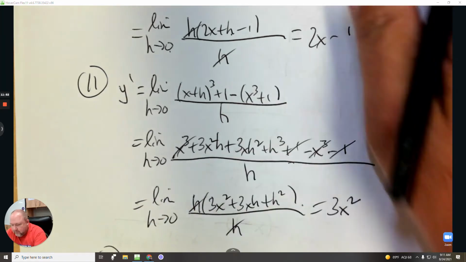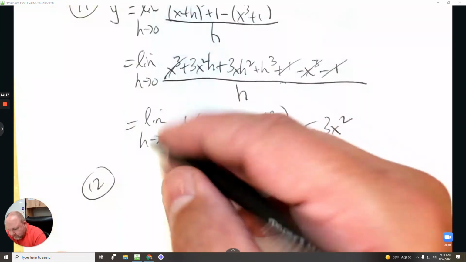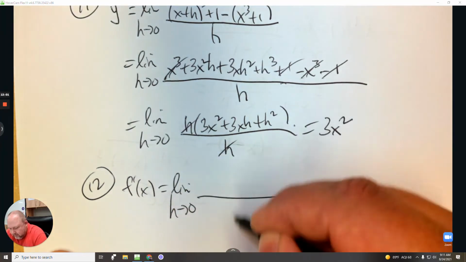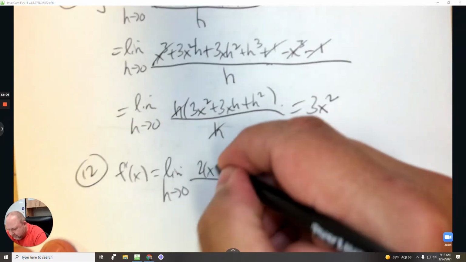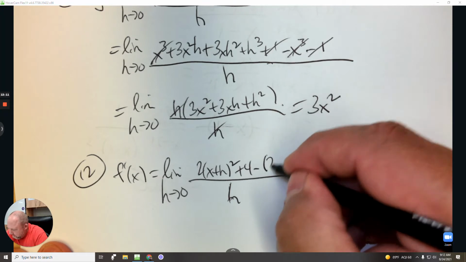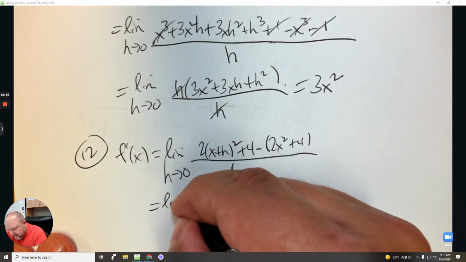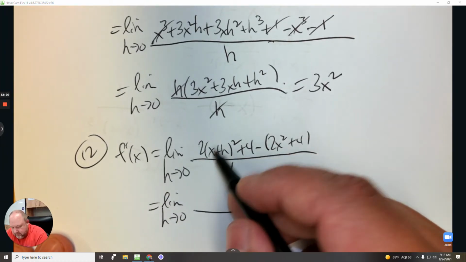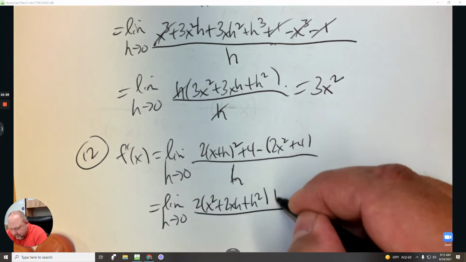Number 12, practicing the limit definition. So the derivative of this, again, the more we practice, the better we get, right? We see the patterns. So plug in x plus h for x. Use subtract, use parentheses, and then just the function without h. We're going to do some algebra to expand it. So that would be x squared plus 2xh plus h squared. That's the pattern.